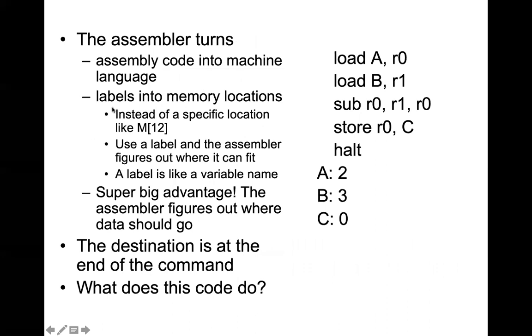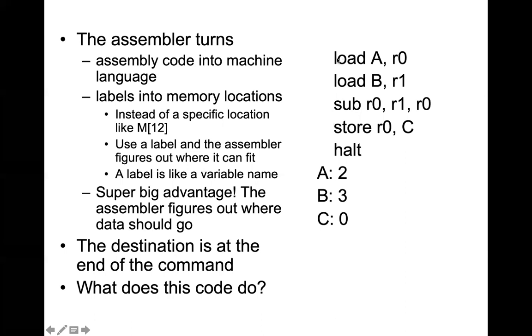It turns labels into memory locations. And so let's talk about what labels are. Here we've said, load the variable A, or the memory location A, into R0. And here we have a label called A, and we've told the assembler that at the memory address specified by A, we want to initially store the value 2.